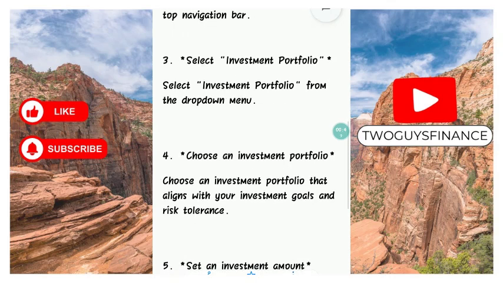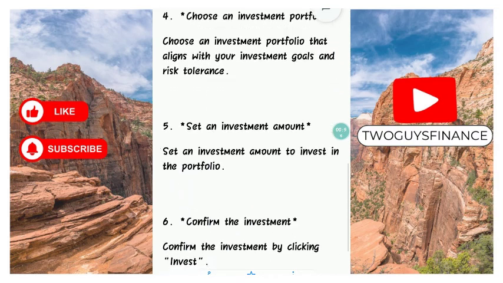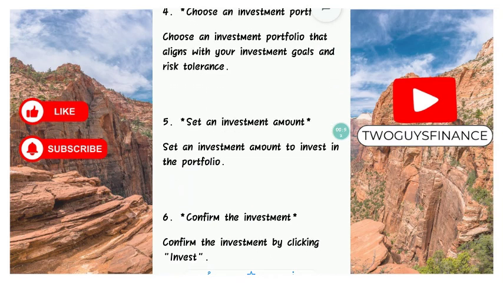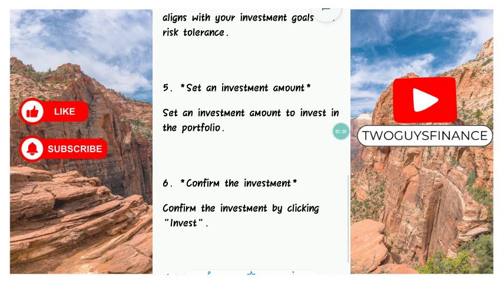Now from there you can choose an investment portfolio that aligns with your investment goals as well as your risk tolerance. There are a couple of options. Just check through them and choose the one that suits you the best. And you can set an investment amount to invest in the portfolio, and just confirm the investment by clicking invest. And once that's done, Simple is gonna open that investment portfolio for you and get you started.